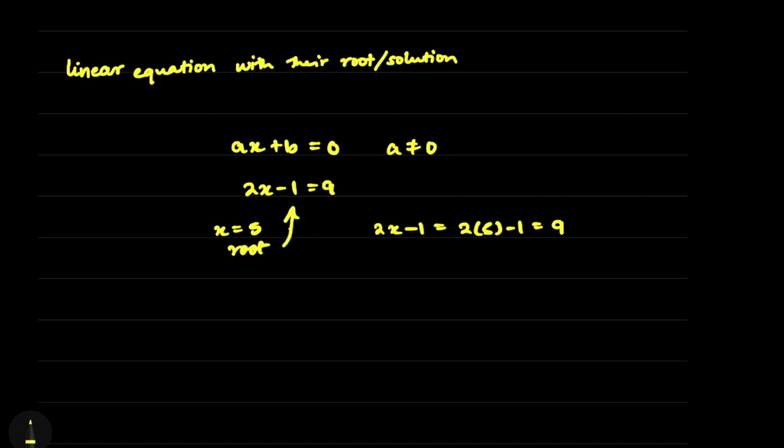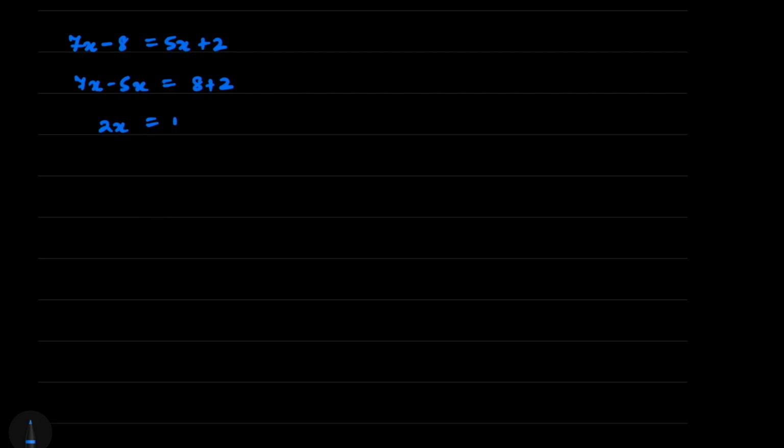After getting to know some of the basic concepts of a linear equation, let's start solving some questions to make things easier. Let's solve for x in this equation: 7x minus 8 is equal to 5x plus 2. Let's bring together all the x's. So we have 7x minus 5x equal to 8 plus 2. We have 7 minus 5, that is 2x, equal to 8 plus 2, that is 10. So x becomes 5. That's our answer.